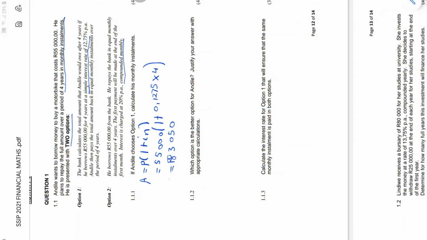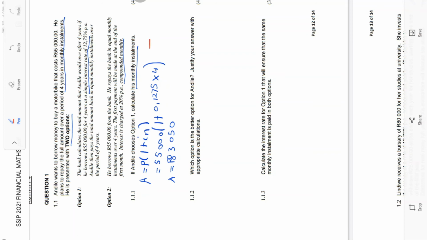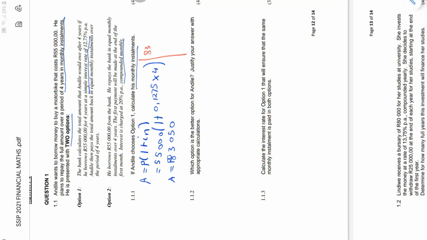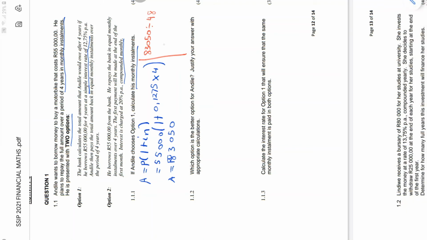And this would be 83,050 rands. But the question is asking us for the monthly installment. So that means we shall have to divide our 83,050 by 48 months, and this will give us 1,673.67 rands every month, and that is the answer. So this is monthly.